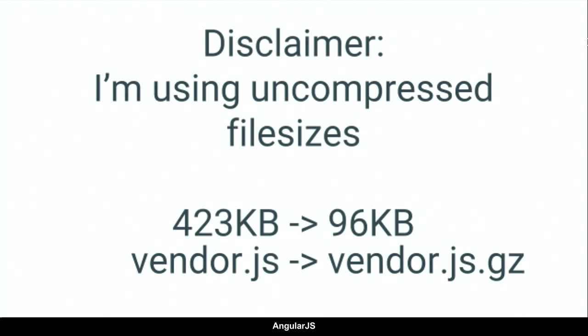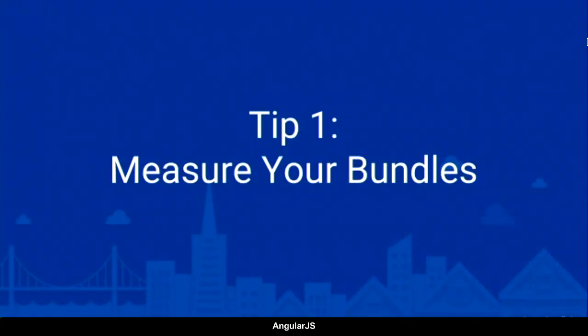So if you see something that looks ginormous, like a 423 KB vendor.js file, don't worry as much about that. You should still worry about it, but that actually gzips down to around 96 KB, which is much, much smaller, much faster, even on slower 3G devices. So tip number one, measure your bundles. This probably sounds like common sense, but most people today don't have the tooling in place that helps them think about these things.